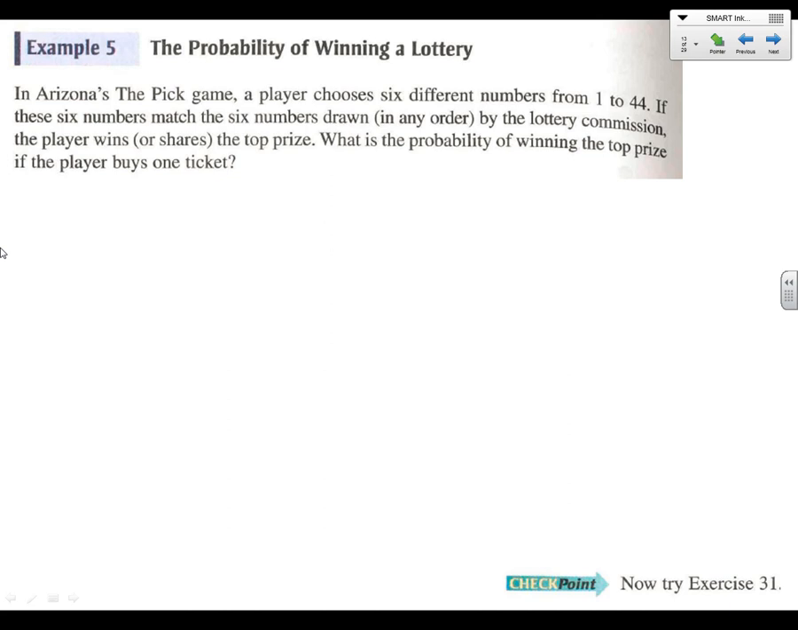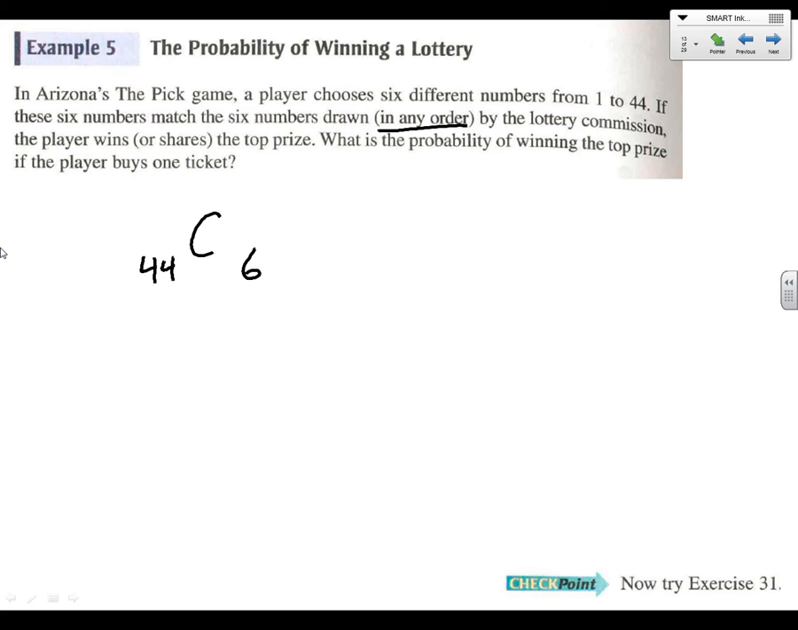Alright, in Arizona, they have a lottery game where a player chooses 6 different numbers from 1 to 44, and if you match those 6 numbers in any order, you're going to win the prize. What's the probability? Okay, so in this situation, we're going to use what we had in 9-6, combinations and permutations. We are choosing from 44 numbers. We're picking 6 of them. And the order does not matter. It says that right here. So if you remember back, that's a combinations problem. So 44C6. That's how many different possible lottery tickets there are.